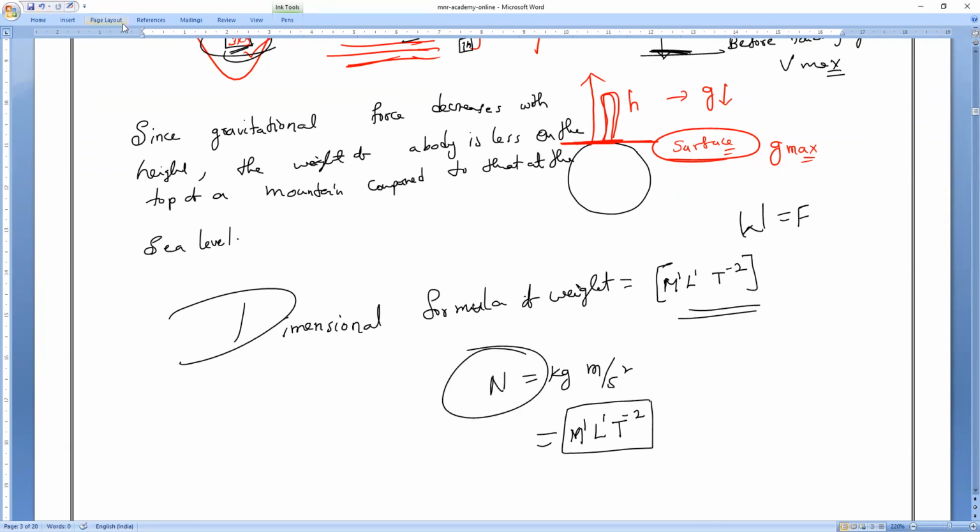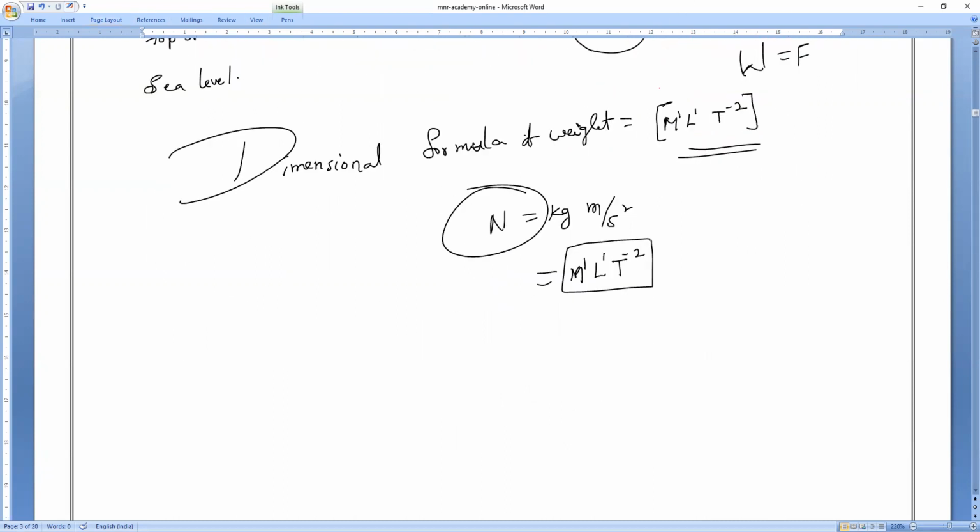So what is the dimensional formula of weight? It is equal to the dimensional formula of force. So please learn it. It's very, very important.